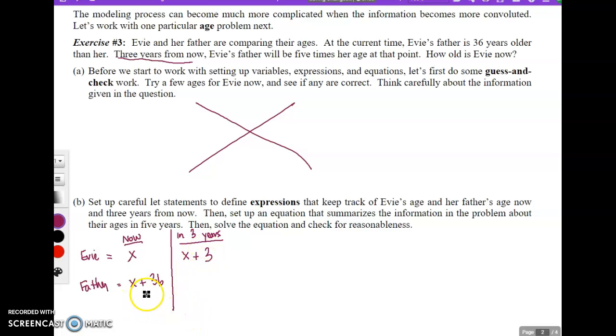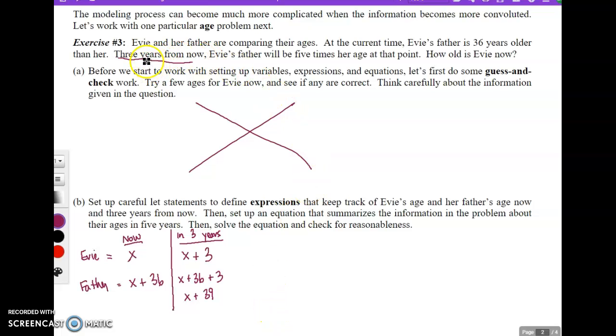All right, now her father is X plus 36 right now. So he'll be X plus 36 plus 3 more years. So overall, how old will he be? He'll be X plus 39. Okay, so now we know how old they are now. We know how old they are in 3 years. So now that we know how old everybody is at different times, let's figure out what we have to do.